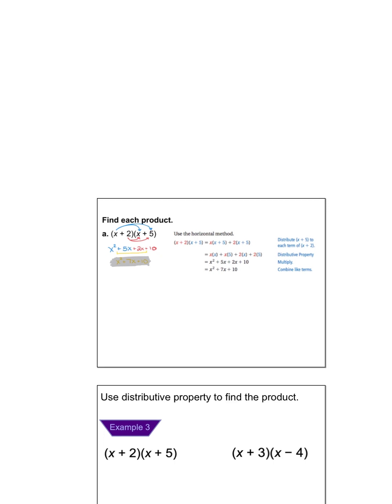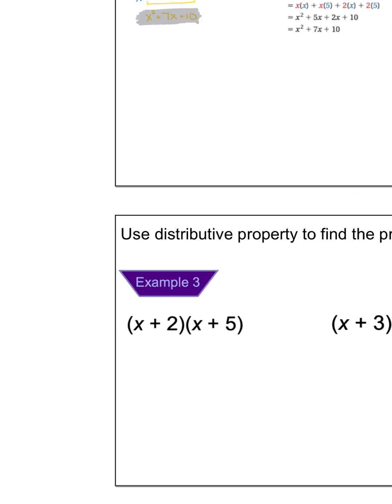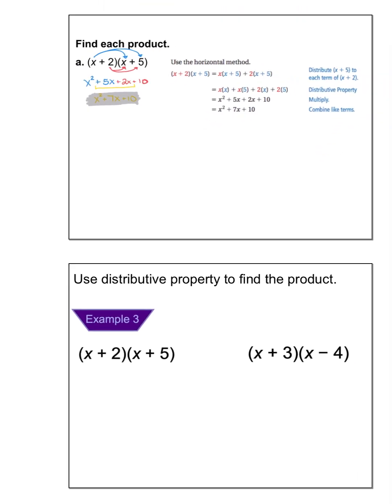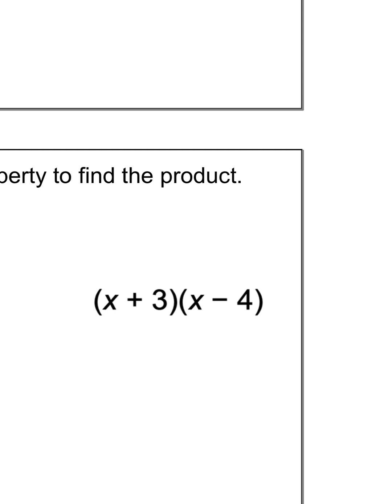Okay, so we can try this next one here. x plus 2, x plus 5, that's the one we just did. So we're going to jump over here to example 3, x plus 3, x minus 4. So again, double distributive property, x times x is x squared. Then we do x times a negative 4, which is negative 4x.